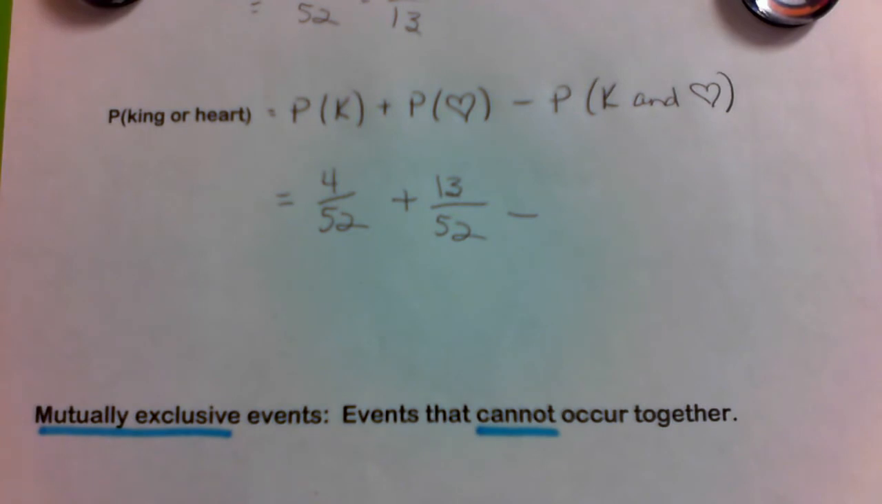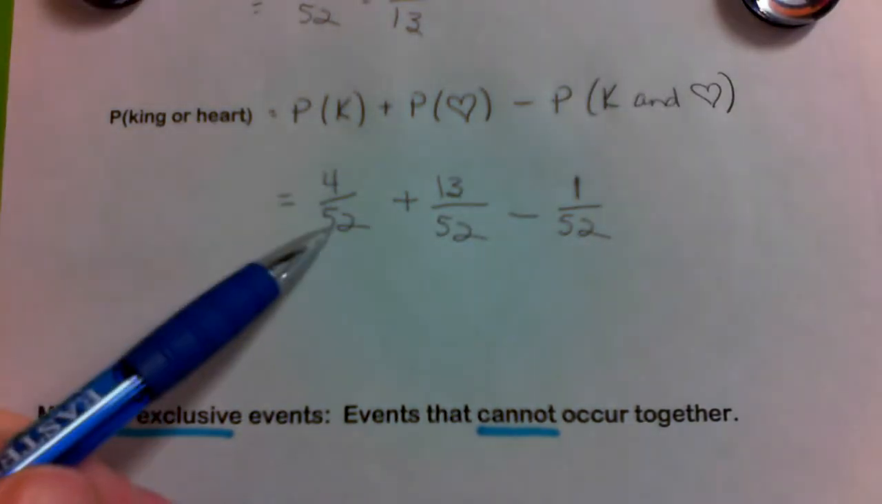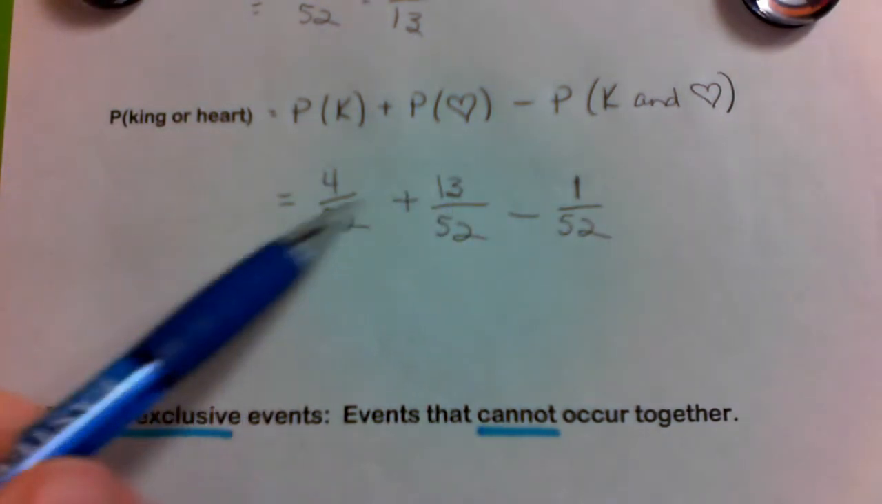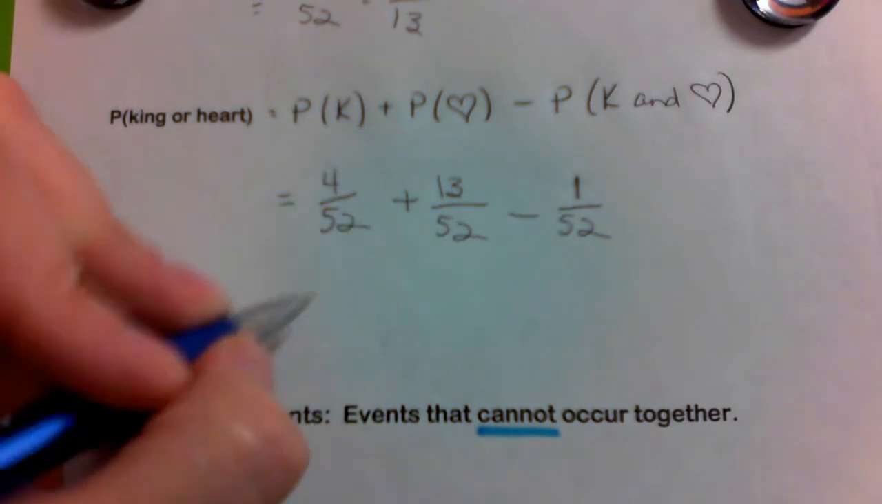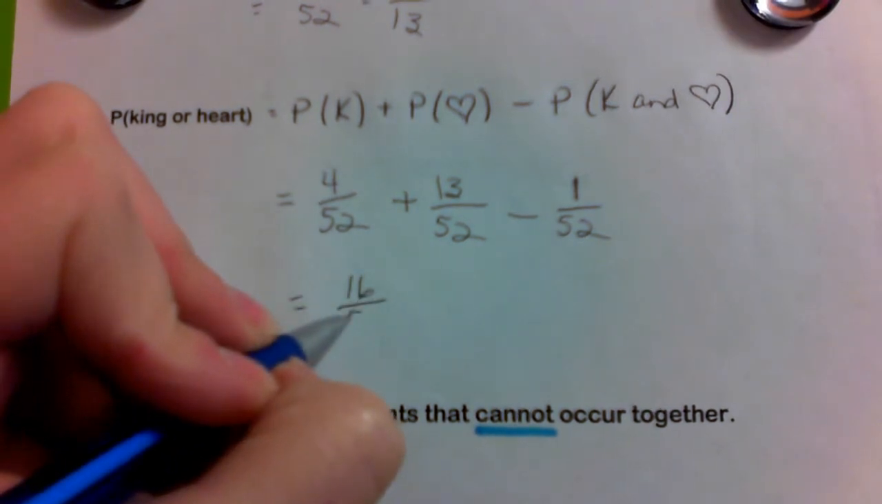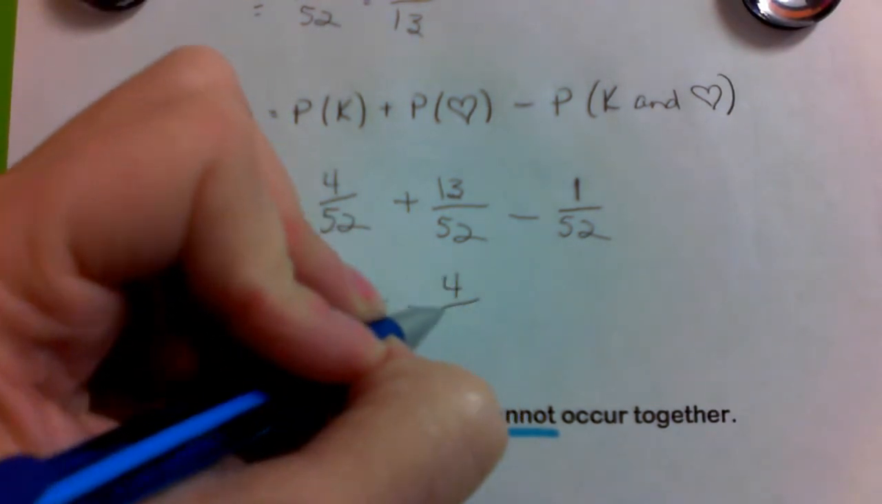Minus, well, if you were to draw one card, what is the probability that you would draw a king and a heart? Well, in a deck of cards, there is one card that has a king on it as well as hearts. So you have to take away that one card out of 52, because the king of hearts is included in this probability, the king of hearts is included in this probability. So you can't count the king of hearts twice, so you have to take one of them away. So we would have 4 plus 13 is 17 minus 1, so we would have 16 over 52. I believe, yeah, that is 4/13.